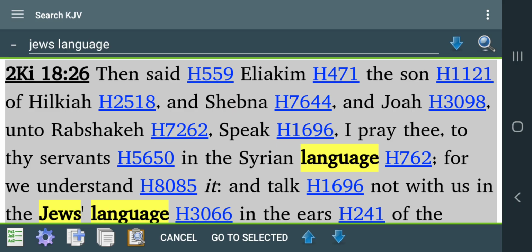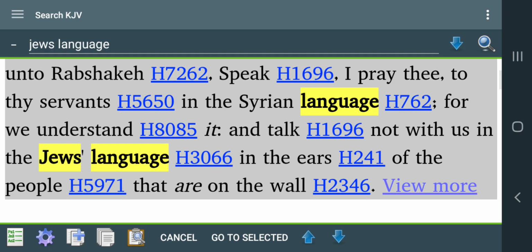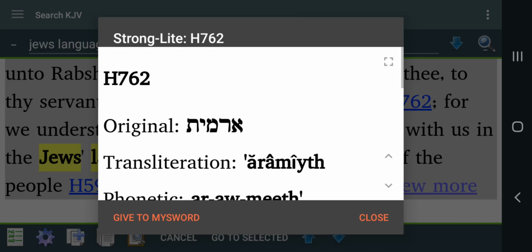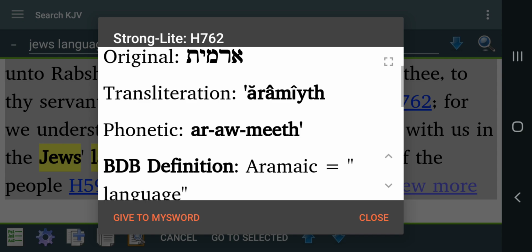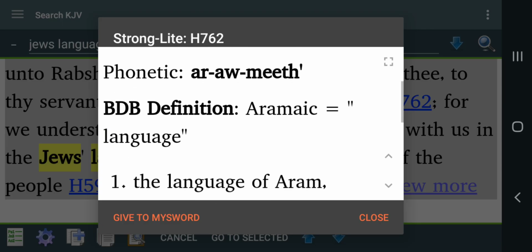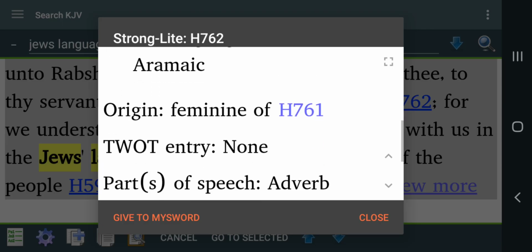But here in 2 Kings 18:26, then said Eliakim, the son of Chilkiah, and Shebna, and Yoah, to Rav Shakeh, speak, I pray thee, to thy servants in the Syrian language. What's the Syrian language? Right here we have H762. That's the Aramite. What's the Aramite? The Aramite in Hebrew is the Aramaic language, the language of Aram.